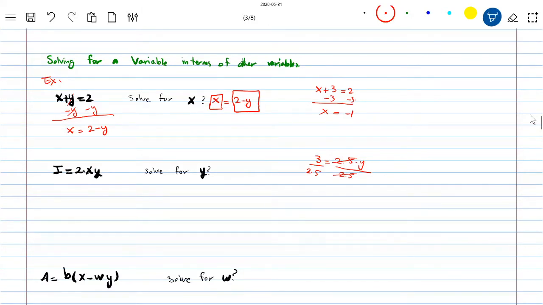I'm going to do exactly the same here and say, let's get rid of everything that is a coefficient of y. So I'm going to divide. You cannot subtract because it's multiplication. I will divide by 2x on both sides. The 2's will cancel out, the x's will cancel out. I isolated y by itself. What is y? y ended up to be I divided by 2x.